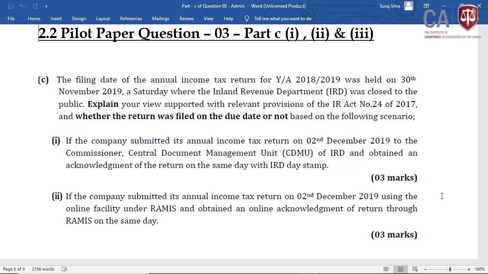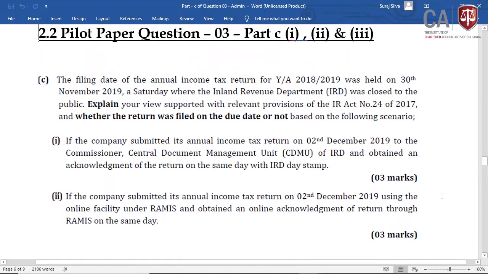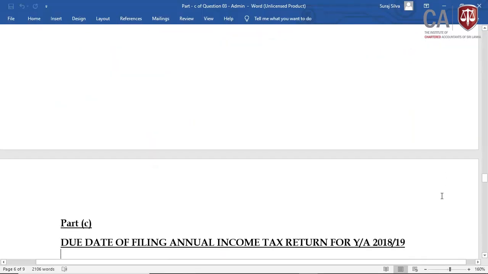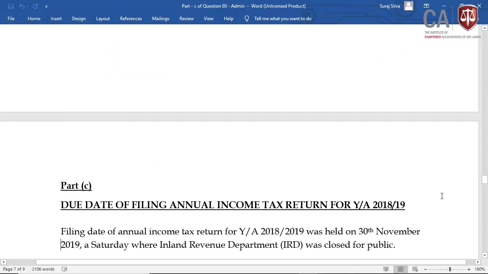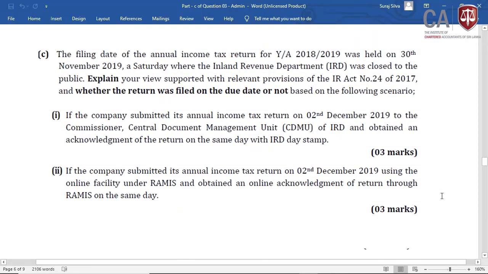The examiner has given 3 different scenarios for 3 marks. Before reading the question, I need to analyse the question. It's 3 separate questions for 3 marks. In all of them you have to write a good answer by applying the provisions of the Inland Revenue Act and by giving a conclusion. That is my answer format for the 3 marks.